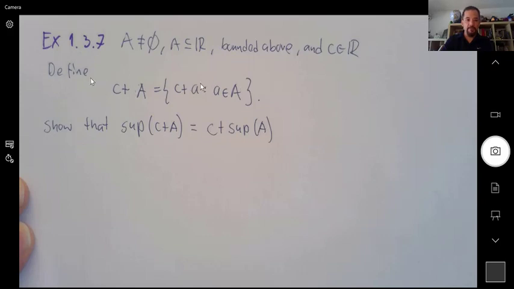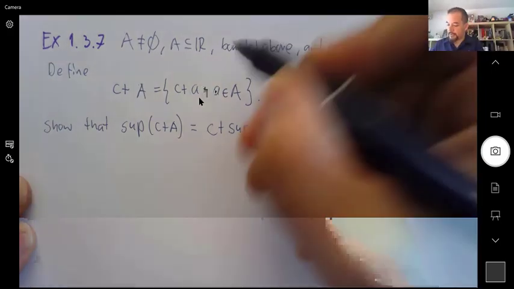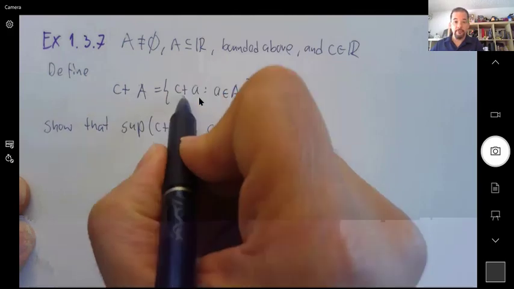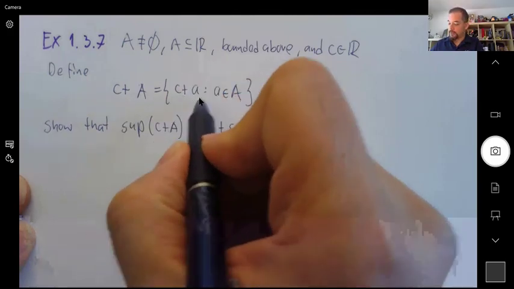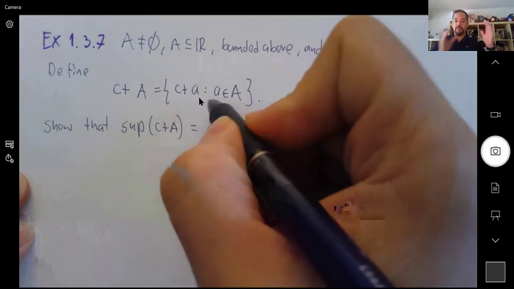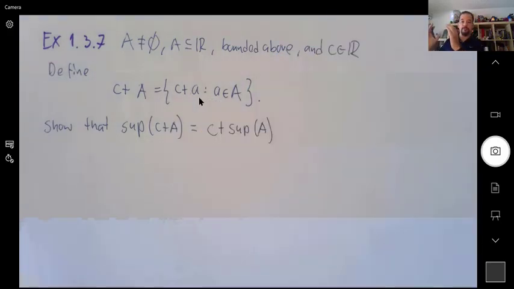we define this set, the set C plus A, which means for every element in capital A, we're going to add the number C before it. So you get a new set, which is essentially like a translation of the original set, right? We're moving that original set C units to the right or to the left, depending on if C is positive or negative. So it kind of makes sense that this property holds.